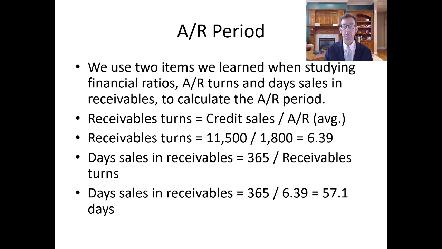And when we do that, we wind up with 6.39 as our receivables turns. Now, where does the sales come from? Comes from your income statement. And where did the accounts receivable come from? The balance sheet. So our days sales in receivables is simply 365 days per year divided by our receivables turns. And when we do that, we get 57.1 days.